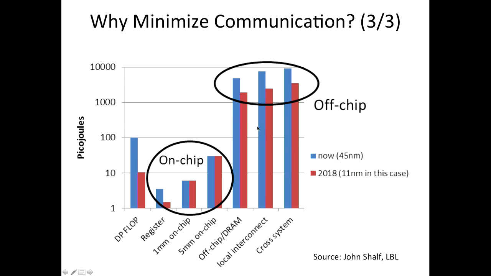And so there's two bars here. The blue bar is today's technology, and the red bar is some predicted 11 nanometer technology that's going to come out soon. And so you can see that in today's technology, there's like a 1.5 order of magnitude energy gap between a floating point operation and moving the data off chip. And everything is getting better, but it's going to be a 2.5 orders of magnitude gap in the future technology.